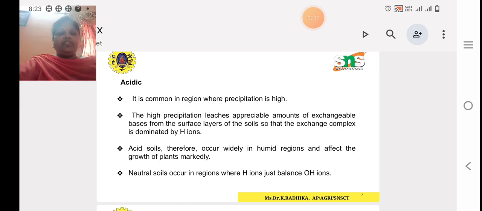First we discuss acidic soil. Soil that receives high precipitation is called acidic soil. Precipitation leaches the bases from the soil surface layer, so hydrogen ion concentration is high in that soil. Therefore, it mainly occurs in humid regions, where the growth of plants is affected markedly. The neutral soil has equal hydrogen and hydroxyl ions, a balance of hydrogen and hydroxyl.